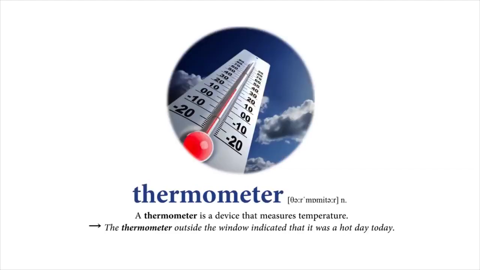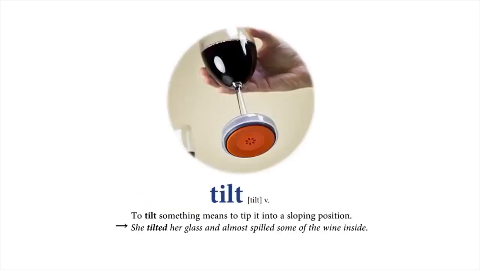Thermometer. A thermometer is a device that measures temperature. The thermometer outside the window indicated that it was a hot day today. Tilt. To tilt something means to tip it into a sloping position. She tilted her glass and almost spilled some of the wine inside.